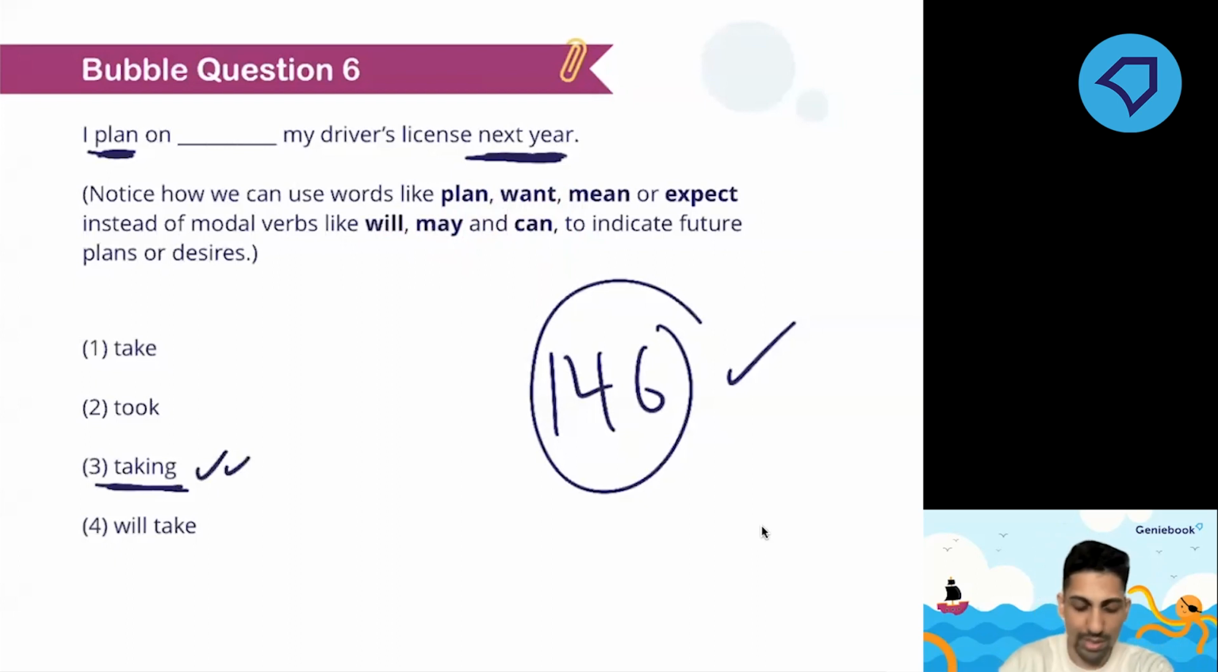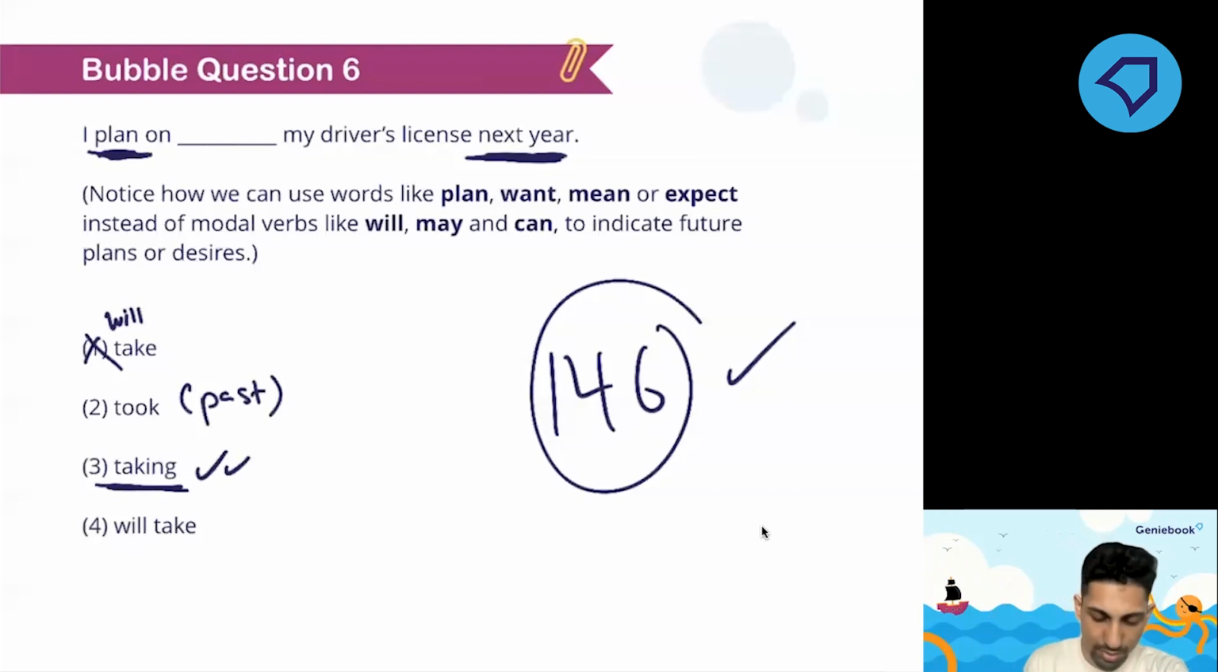In case you're not sure still, let's look at number one. Number one says, I plan on take my driver's license. That's incomplete. You can say, I will take. But if you plan, it has to be plan on taking. Okay, take means will take. But that's not what the sentence says, right? How about number two? I plan on took. This is past tense. But plan tells you about the future. It doesn't match. So cancel.